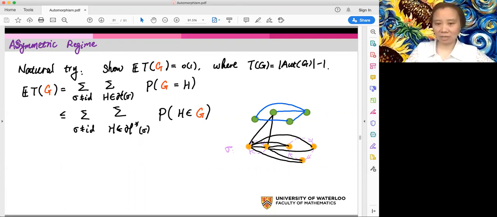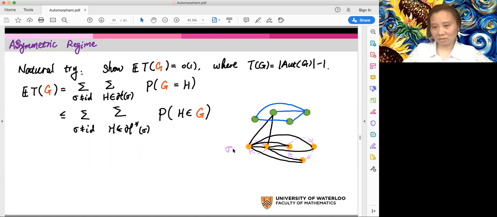Now I'm just looking at the set of black edges that are incident with those moved vertices, because those blue edges, I don't care, right? They are not affected by the permutation sigma. So I just want to sum over all the graphs H, now only incident with vertices that are moved, and those graphs that are invariant under permutation sigma.